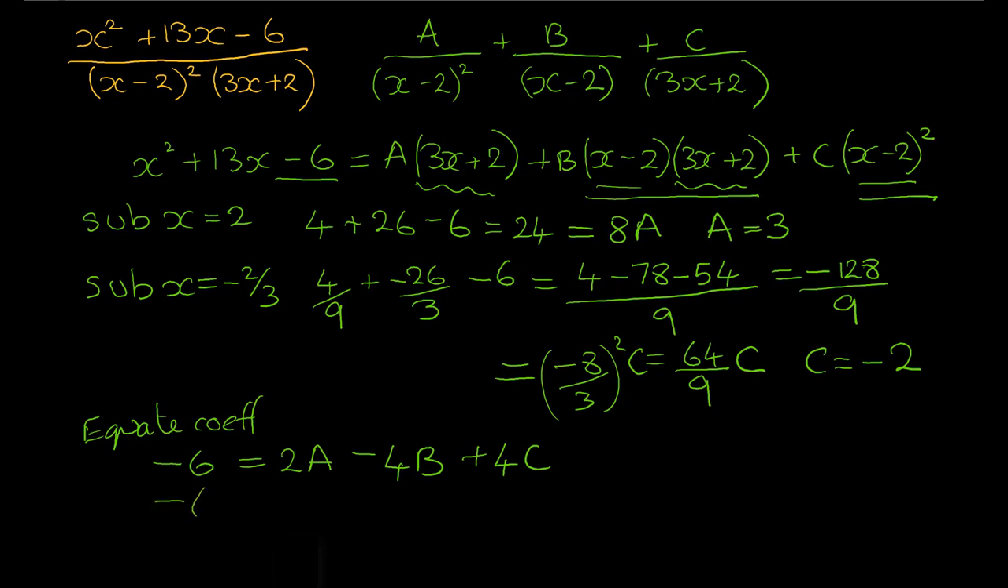So we've got minus 6 equals 2 3's, which is 6, minus 4b, plus 4c, which is minus 2. So that's minus 8. So rearranging all of that, we're going to get 4b equals 12 minus 8. So that's going to be 4. And so b in this case equals 1.